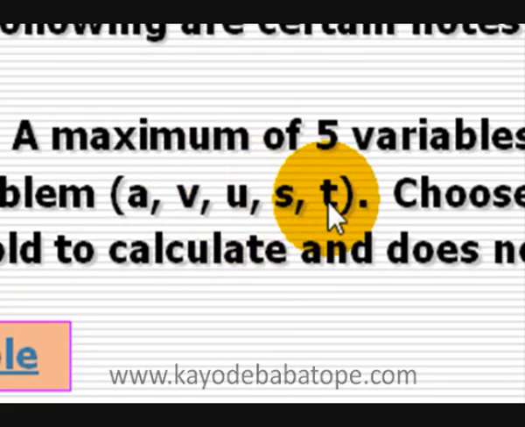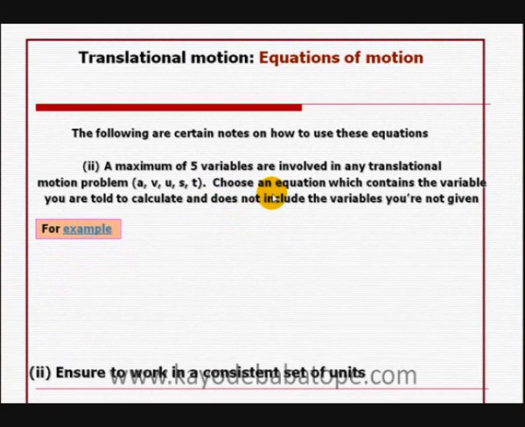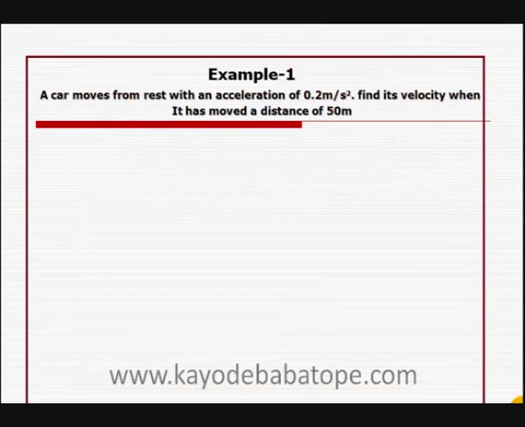So how do you know which equation to use? Choose an equation which contains the variable you are told to calculate and does not include the variables that you are not given. Okay, for example, a car moves from rest. This indication of a car moves from rest already tells you that initial velocity is 0, with an acceleration of 0.2 meters per second squared. Find its velocity when it has moved a distance of 50 meters.